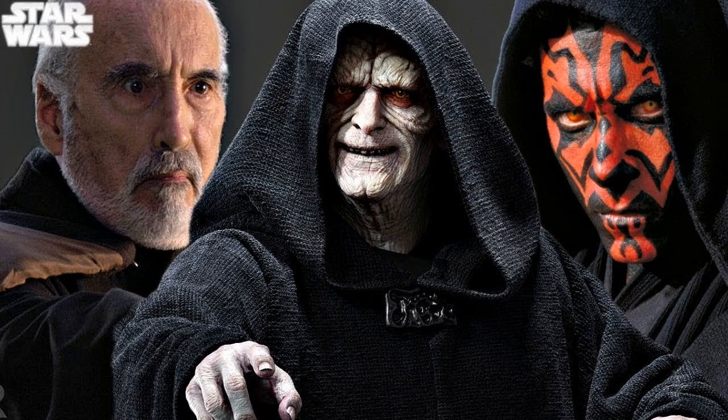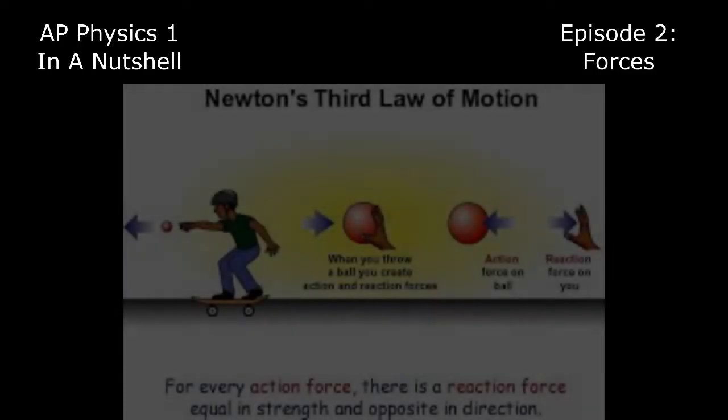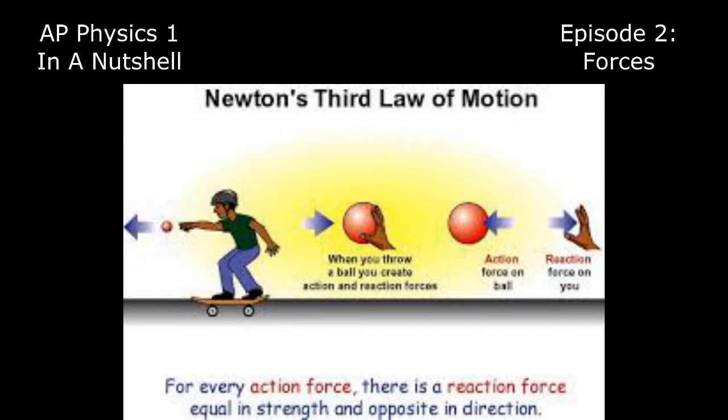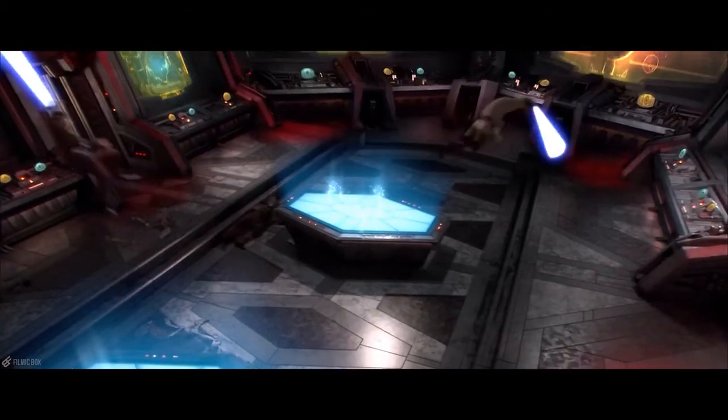Newton's third law is the rule of 2. Not the Star Wars Sith rule of 2. It is the law that states that there is an equal and opposite force that is created as a reaction to any force. However, it is important to note that these opposite forces act on different objects.